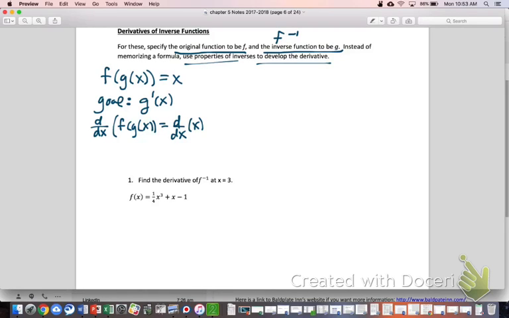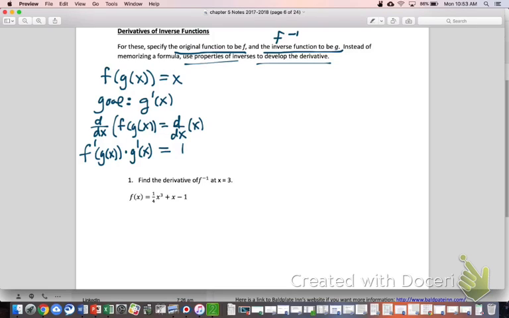Okay, so the right side is super easy. d/dx of x is 1. And then what kind of a rule do we have to use on the left side? Okay, use the chain rule, right? Because it's a composite, f of g of x. So what's d/dx of f of g of x? f prime of g of x times g prime of x. So this is where we get our formula from.